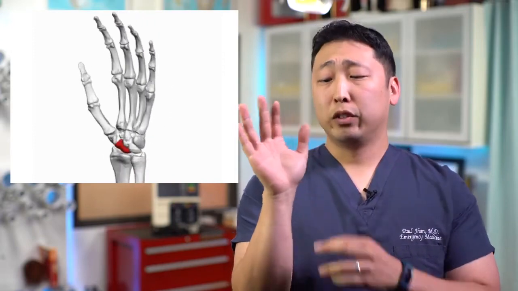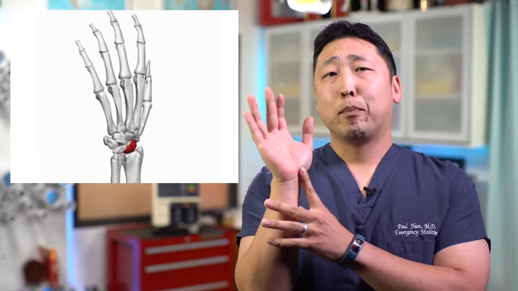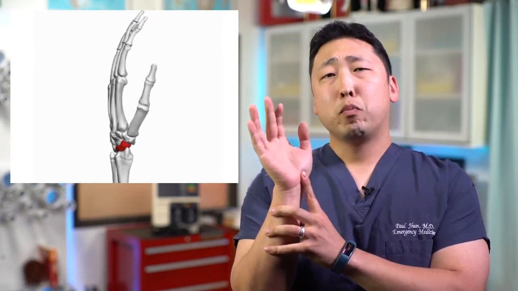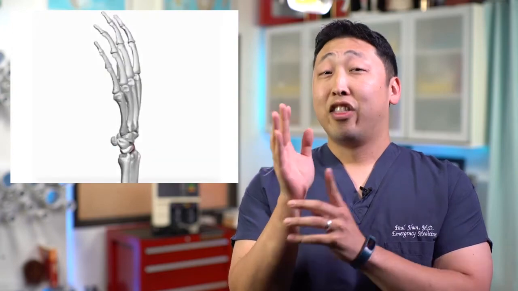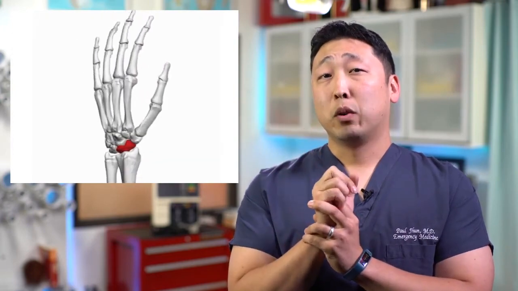Now flip your hand around. You'll notice the distal crease of the wrist. At the base of the thenar eminence, you'll notice a bony prominence that's more prominent when you ulnarly and radially deviate your hand. That is the distal pole of the scaphoid bone.